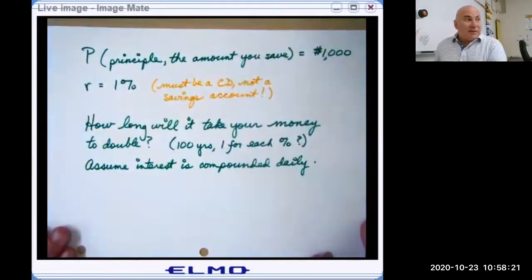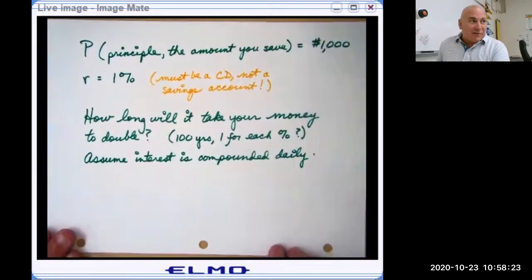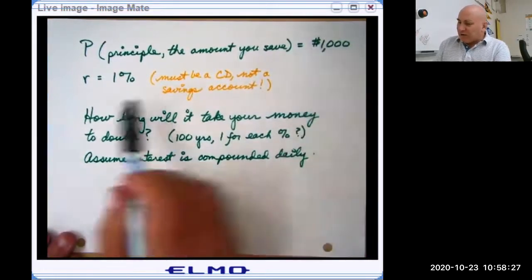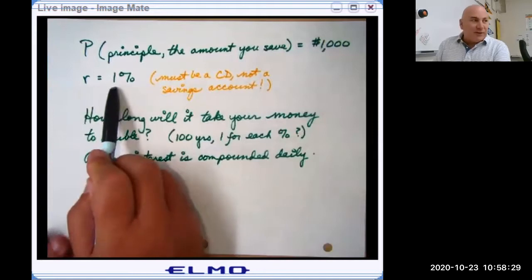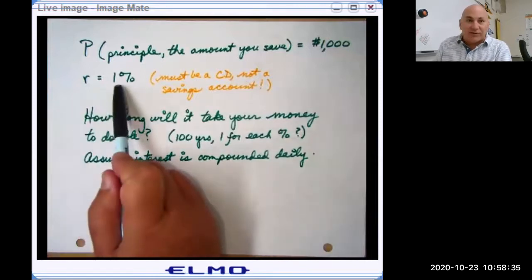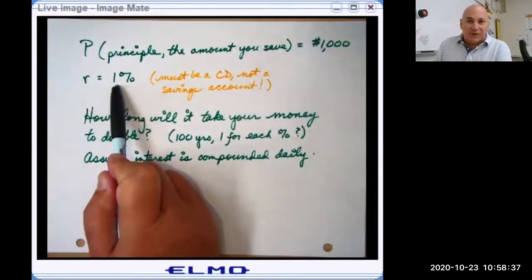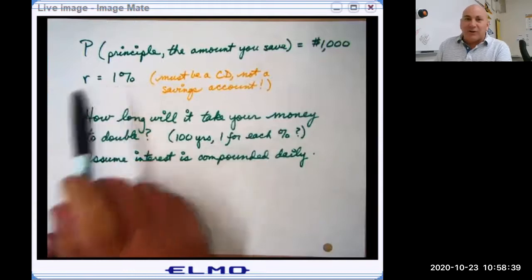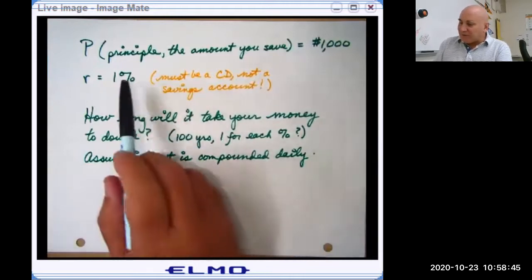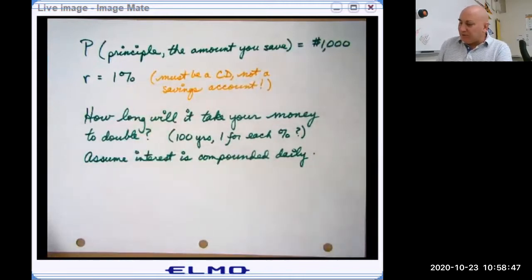So if P is the principal, which is the amount of money that you save, and let's just say that's $1,000, and we're going to let the interest rate be 1% a year. Right now, interest rates on a savings account are about 1/100th of this, or 1/100th of a percent per year, which means for every $100 you get about a penny. That's 1/100th of 1%. So maybe this is a certificate of deposit.